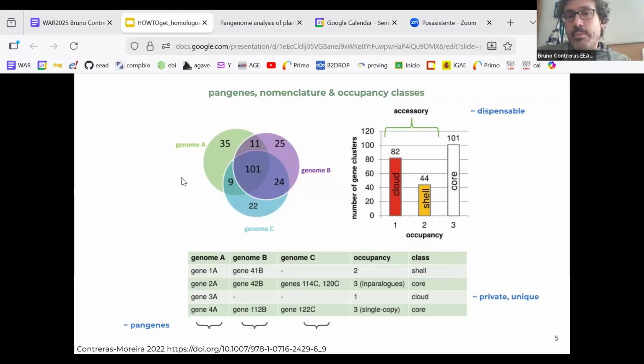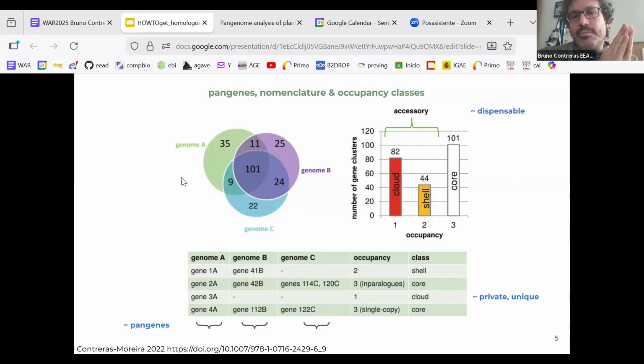The bar plot on the right is like a summary of this Venn plot. You see 3 bars with different colors. The white bar is what we call the core genome for this example. So it has a height of 101 because there are 101 genes shared among the 3 strains or genomes of interest. There are 44 genes which are found in 2, but not in the 3 genomes, and there are 82 which are unique, which are in this case found in only 1 genome.